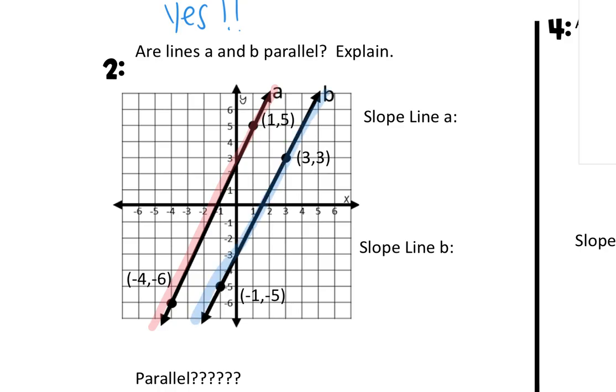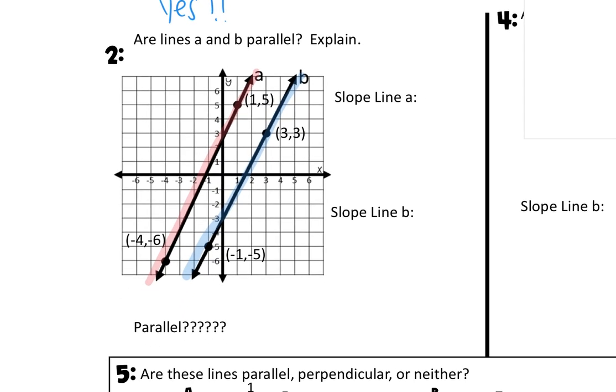Okay, I want you to pause the video and give yourselves time to do number 2 on your own and see what you can do. A few minutes is what you need to fill this one out. You're going to find the slope of line A first, the slope of line B, and then tell me yes or no, are these parallel? Okay, pause the video and work for a few minutes and see what you come up with. Then I'll tell you the answers for number 2.